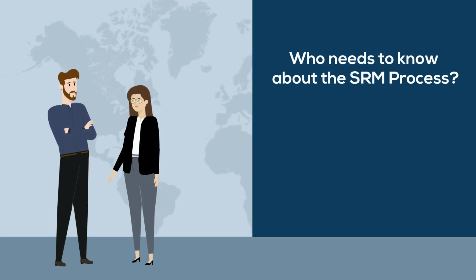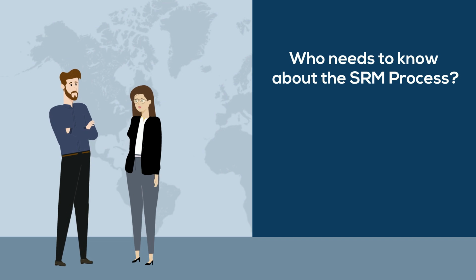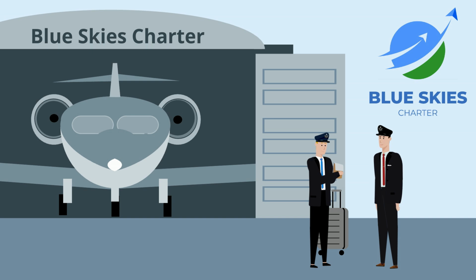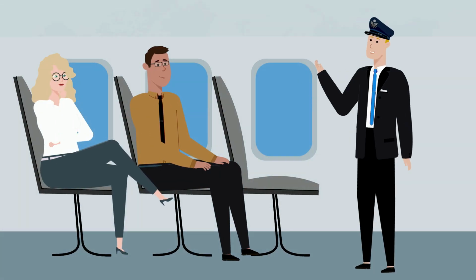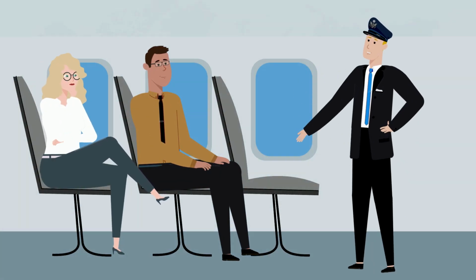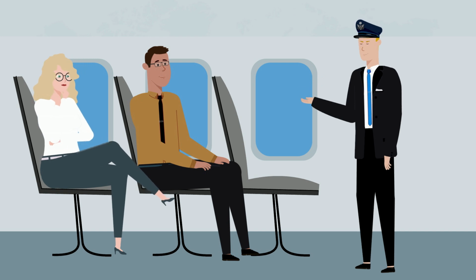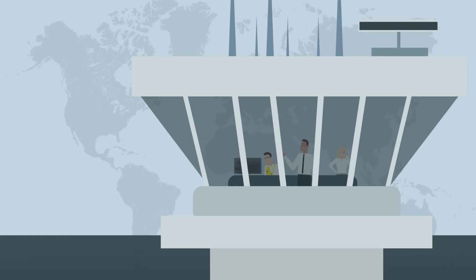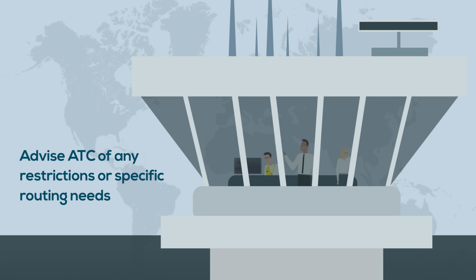Now, who needs to know about this SRM process, either in whole or in part? First, any pilot in the organization must know about the mitigations in place, such as flight planning routes and altitude considerations. Second, you should brief your passengers on the planned flight path and any necessary deviations so they understand the reasoning behind them. Third, if you are flying under IFR or through controlled airspace, you must advise ATC of any restrictions or specific routing needs so they can accommodate your SRM requirements.